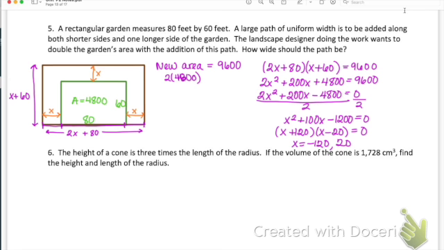Now remember that that value of x represents the width of the path. So negative 120 does not make sense in the context of the problem. So the path should be 20 feet wide. That's the answer that we're looking for.